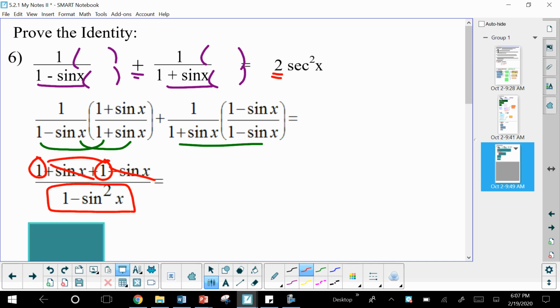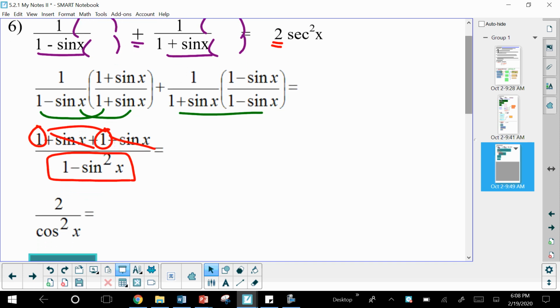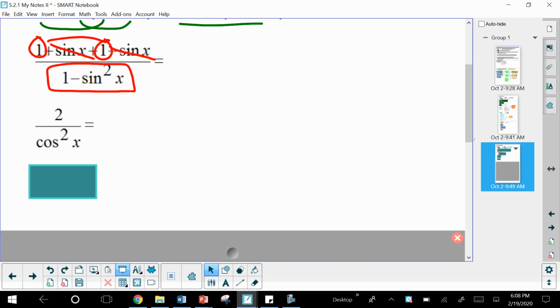This is also something that looks familiar to me. Grab your Pythagorean identity. See if you can figure out which one we need. Hopefully you found cosine squared x. So now I have 2 in the numerator, cosine squared x in the denominator. Pause, take a breath, look at the right-hand side. The right-hand side is asking for 2 secant squared x. Well, I know that I can use the reciprocal rule, and that is going to change to 2 secant squared x, which is the right-hand side of our problem.